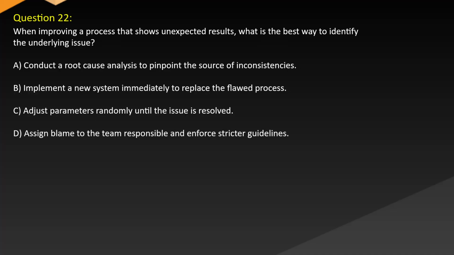Question 22. When improving a process that shows unexpected results, what is the best way to identify the underlying issue? A. Conduct a root cause analysis to pinpoint the source of inconsistencies. B. Implement a new system immediately to replace the flawed process. C. Adjust parameters randomly until the issue is resolved. D. Assign blame to the team responsible and enforce stricter guidelines.